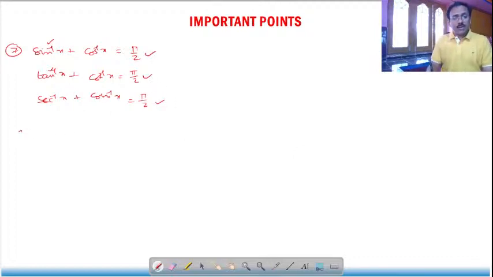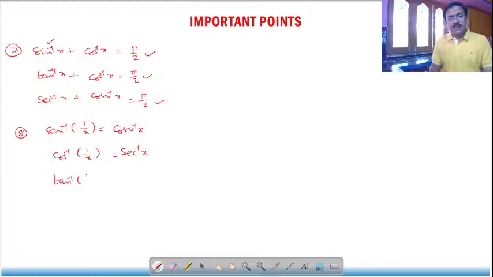And another important point, friends, sine inverse of 1 by x can always be written as cosecant inverse x. Of course, x should not be 0. Cos inverse of 1 by x can always be written as secant inverse x wherever it is defined. Whereas tan inverse of 1 by x is cot inverse x, you can write only when x is positive.